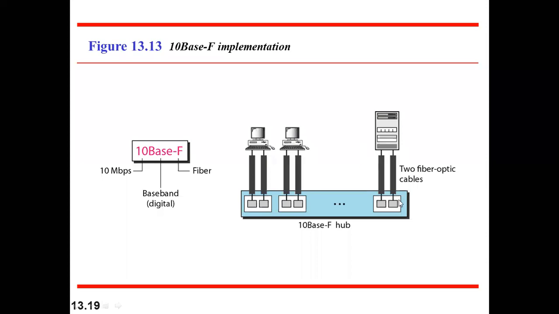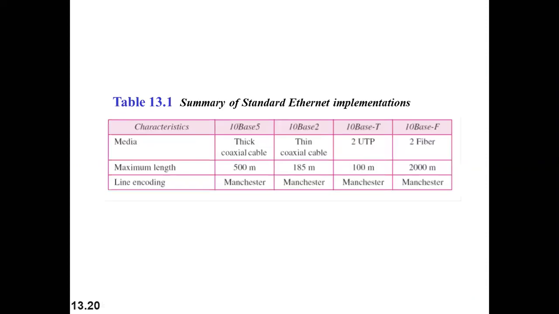The stations are connected to the hub using two optical fiber cables, as shown in the figure here. One is for transmission and the other is for receiving. Basically, any connection consists of two optic fiber cables. So this is a basic summary of the standard Ethernet implementation.